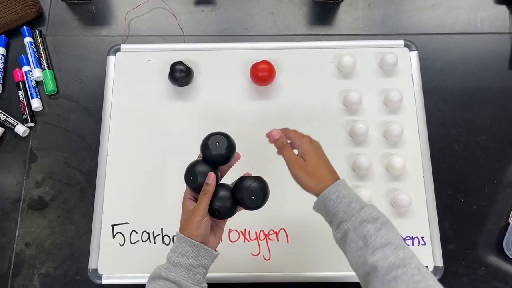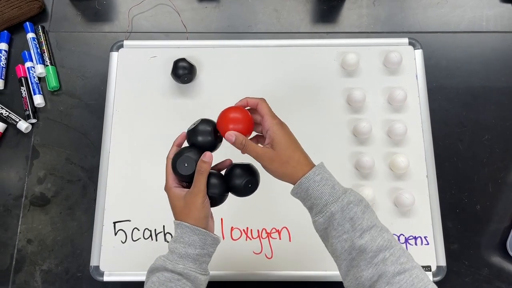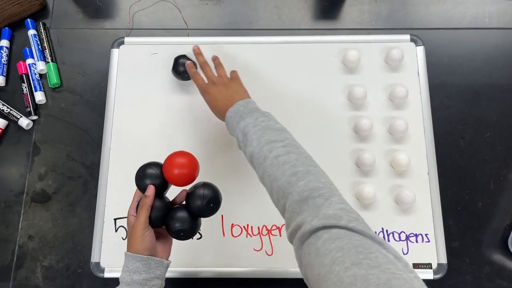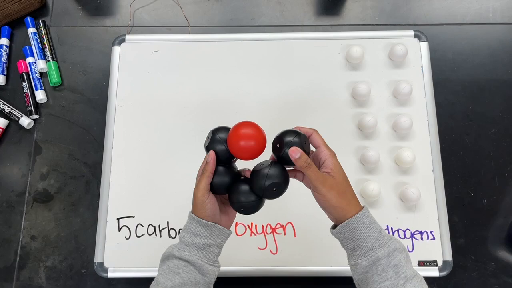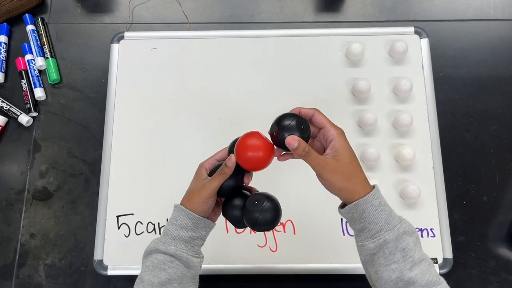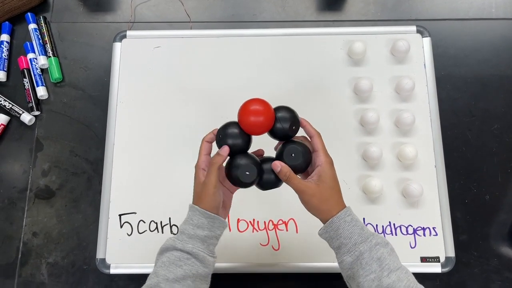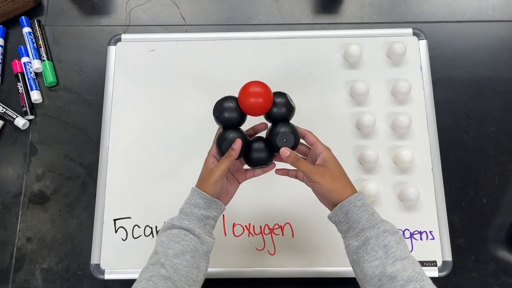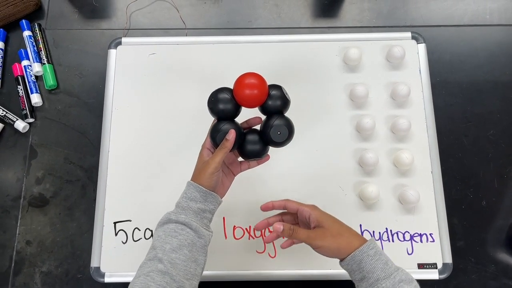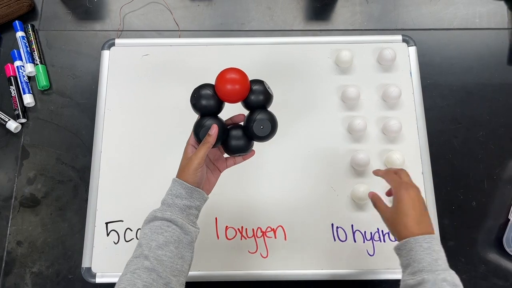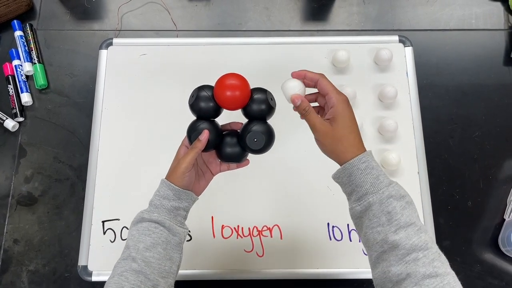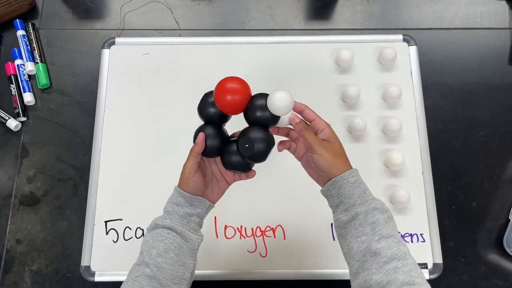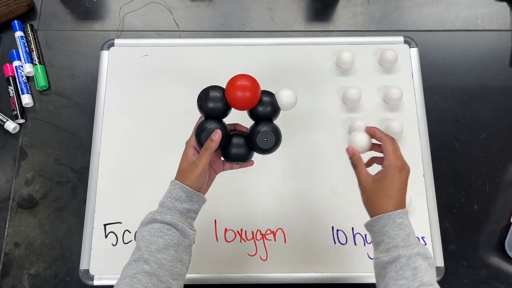I'm going to attach the oxygen so I can form the ether functional group, and I will attach the last carbon to the ether group. Once these are all connected, you will see that this is a ring. A ring represents a degree of unsaturation. Next, I will add the hydrogens to the molecule.